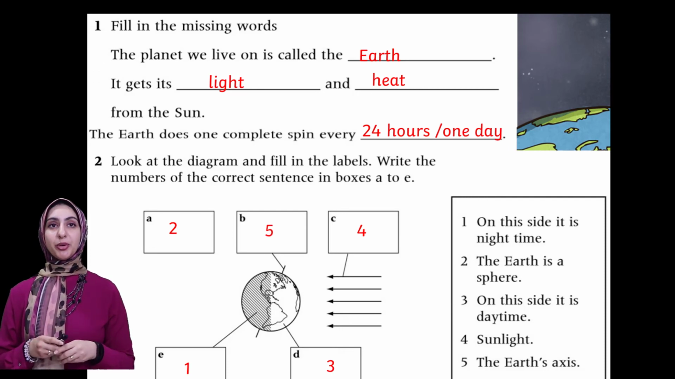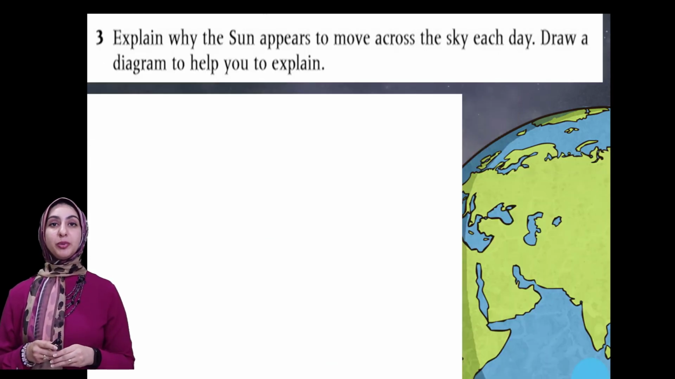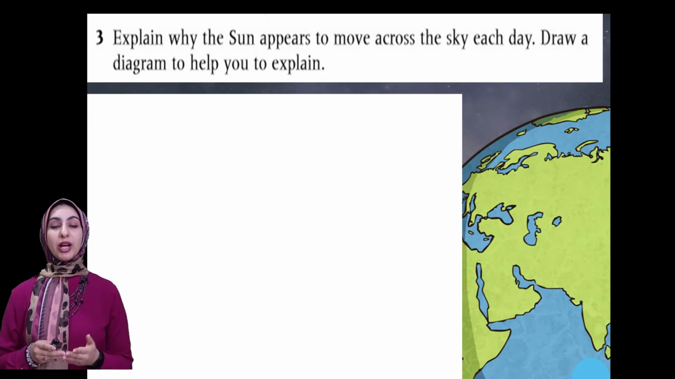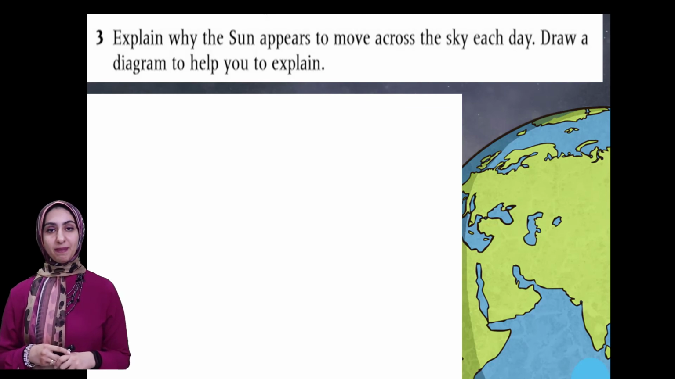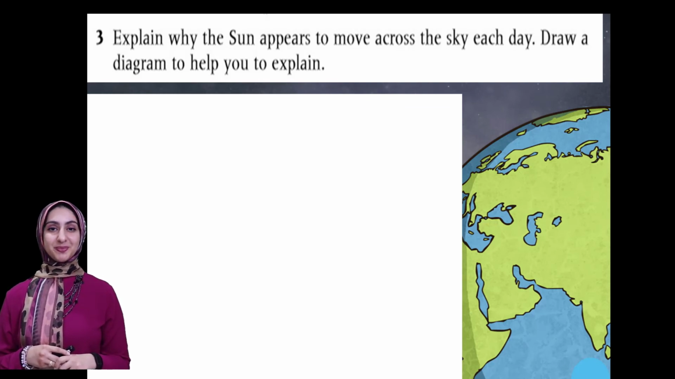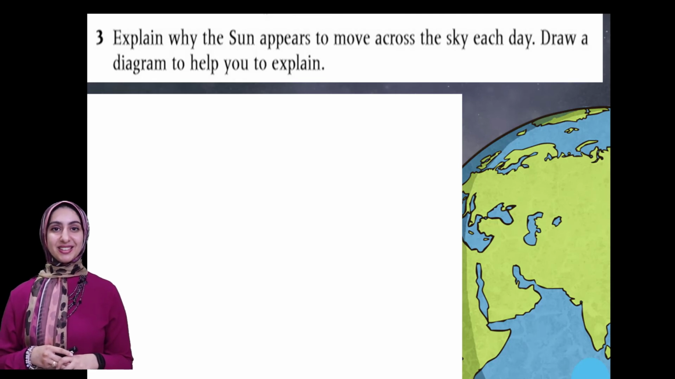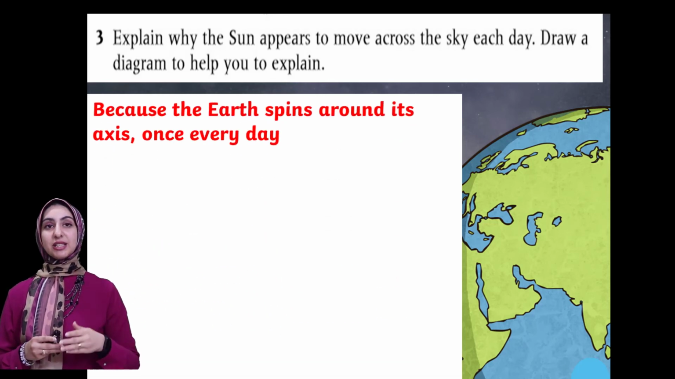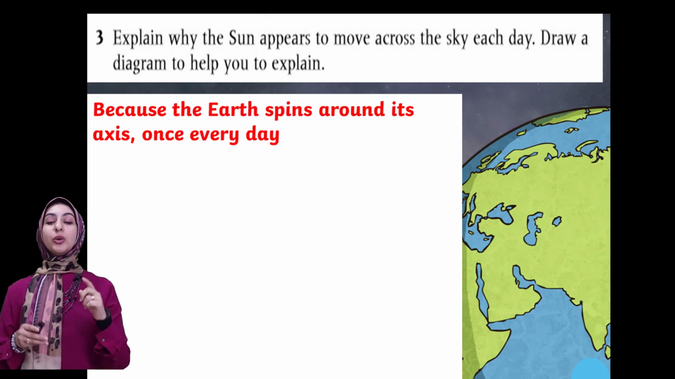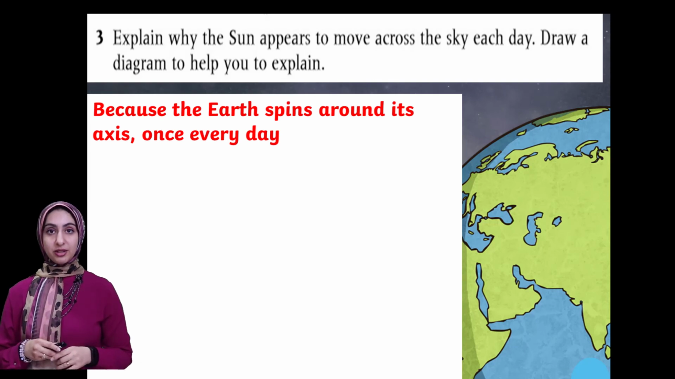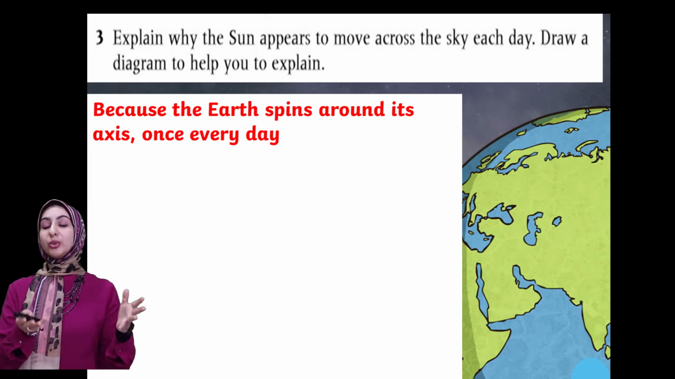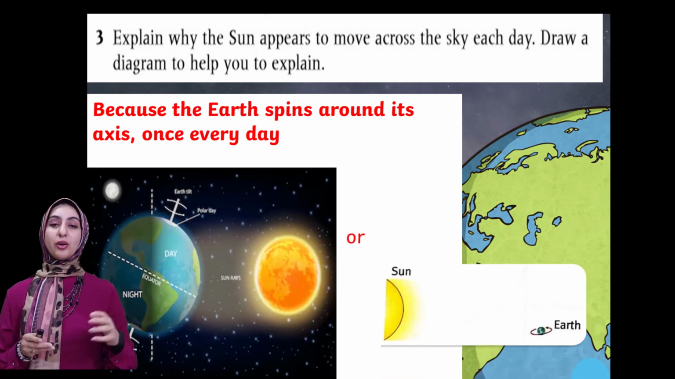Okay, question number 3. Explain why the sun appears to move across the sky each day. Draw a diagram to help you to explain. Think. Yes, of course, because the Earth spins around its axis once every day. Or you can write because of the Earth's rotation, right? But what is the diagram? Actually, there are 2 diagrams here. You can choose one of them.